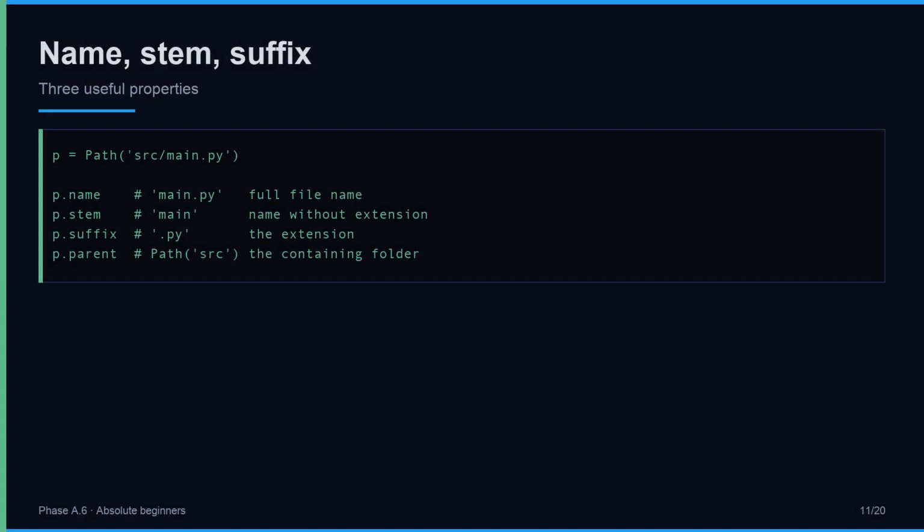Name is the full file name, like main.py. Stem is the name without the extension, like main. Suffix is the extension including the dot, like .py. Parent is the containing folder as another path. These four properties let you take a path apart and put it back together without ever touching string slicing. Reach for them whenever you need to inspect or rebuild a file name.